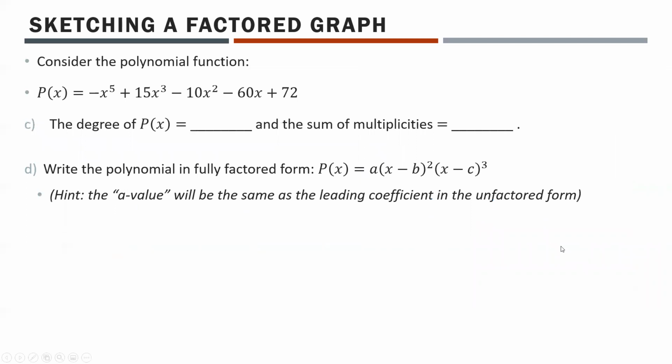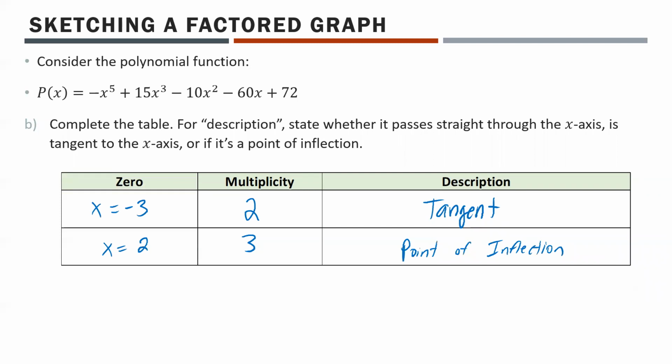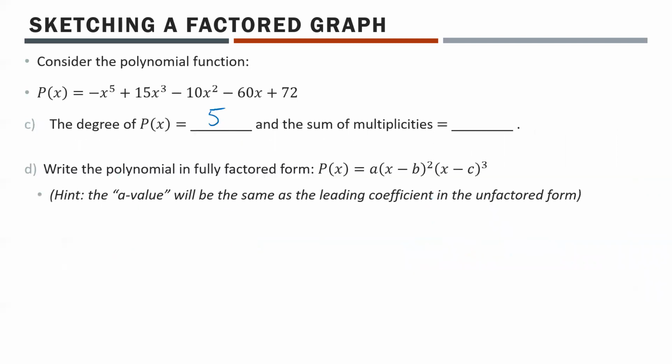All right, moving on. Question C. The degree of p of x equals blank, and the sum of multiplicities equals blank. Well, the degree of the polynomial, you can tell just by looking at the equation here, is 5. And what do you know? With the sum of multiplicities, 2 plus 3, that is also going to be 5. You sure hope it would, because the degree and the sum of multiplicities need to be the same.